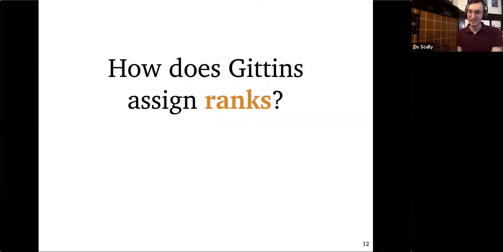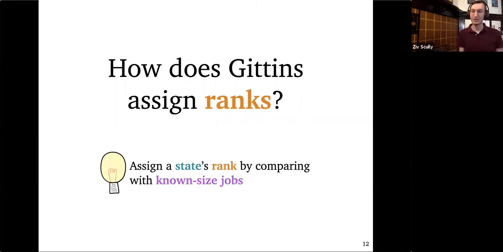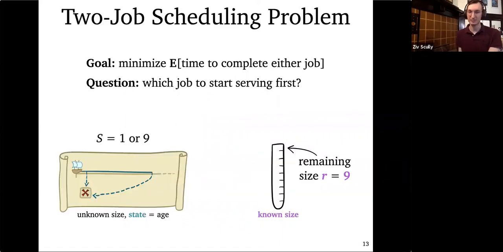So how does Gittins assign ranks? The way Gittins assigns ranks is by comparing jobs in some state with a known size job. Here's how that works. We're going to consider a 2-job scheduling problem.